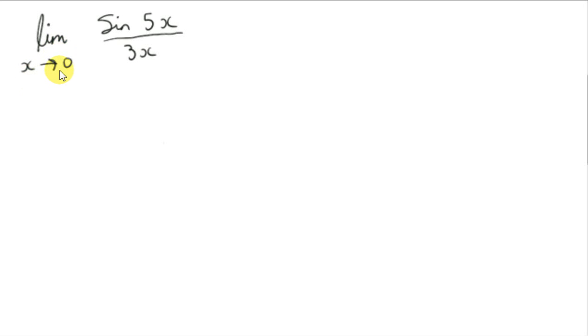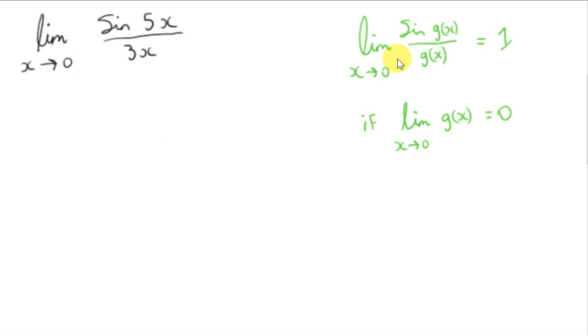Let's take the limit as x approaches 0 of sine 5x over 3x. Now we saw in the previous video that the limit as x approaches 0 of sine of g of x over g of x equals 1, where g of x is a function such that the limit as x approaches 0 of g of x is 0.